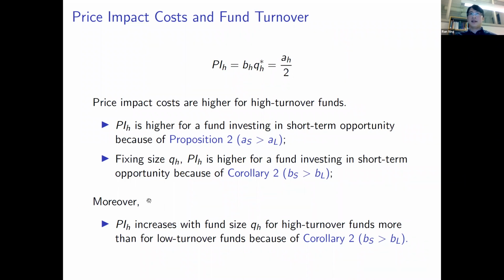And this equation also tells us the relation between PIH and the fund size QH star. So we can see that the price impact cost increases with the fund size, and the speed of increase, or the slope, depends on the price impact cost parameter BH. We know that BS is larger than BL again, which tells us the price impact cost increases with the fund size QH more for high turnover funds than for low turnover funds, because high turnover funds are more sensitive to the fund size.